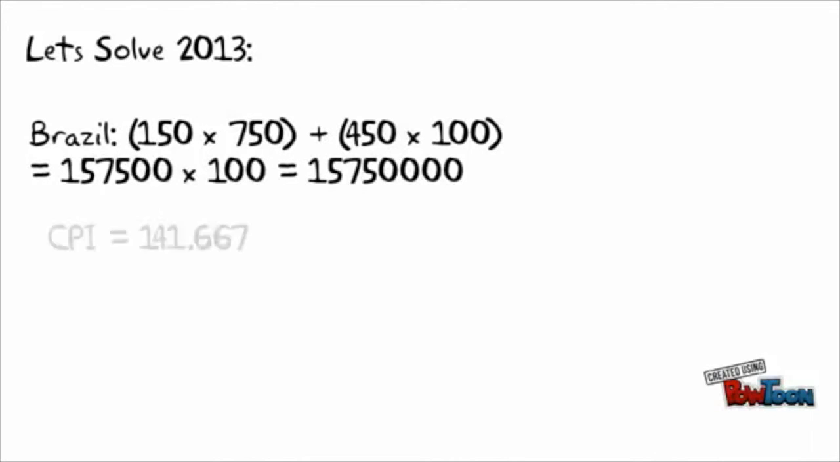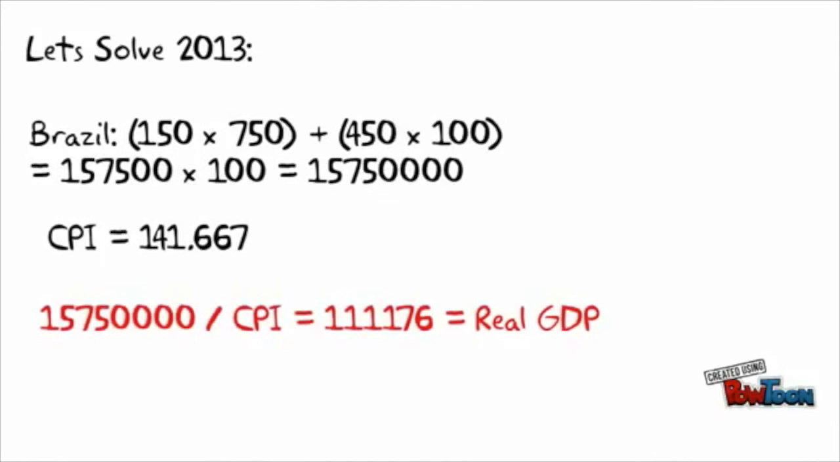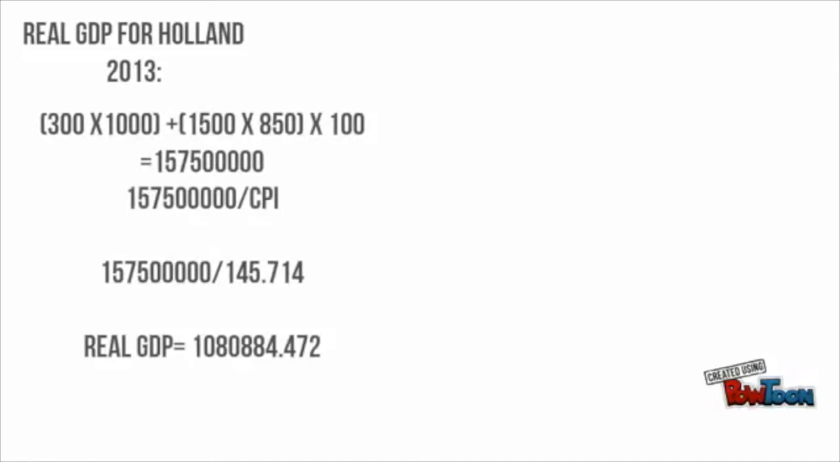So for the real GDP in Brazil, as you can see, we do the math above, dividing our nominal GDP by CPI, multiplied by 100. Now for Holland's real GDP, we found our nominal GDP, multiplied it by 100, and then divided that by our CPI, which we found before, and the real GDP is shown.